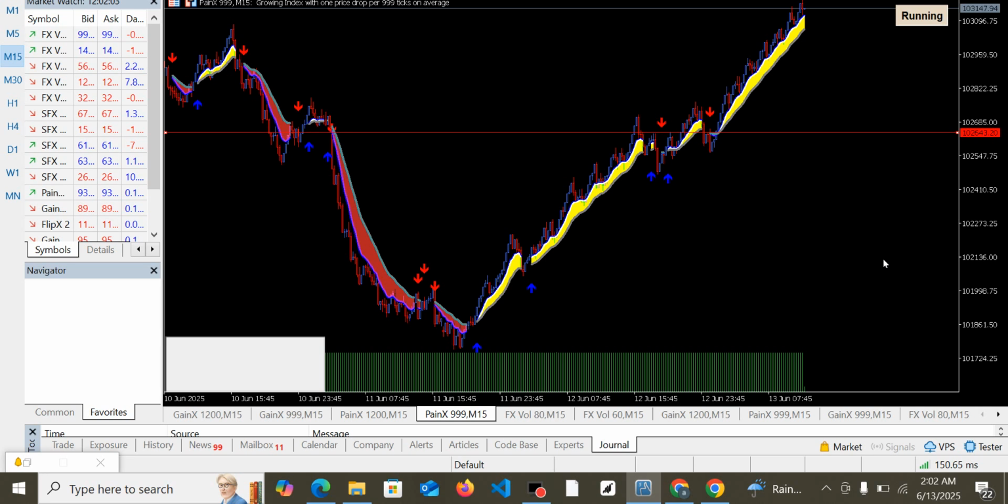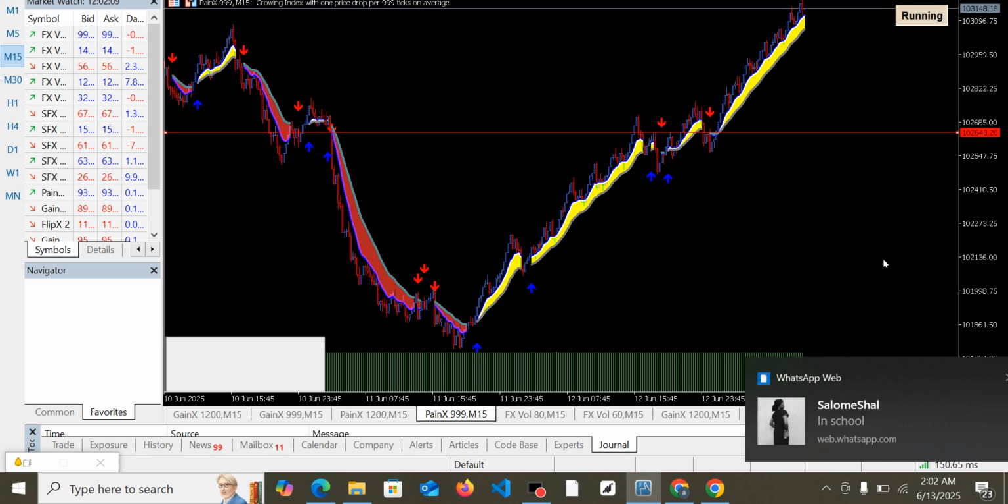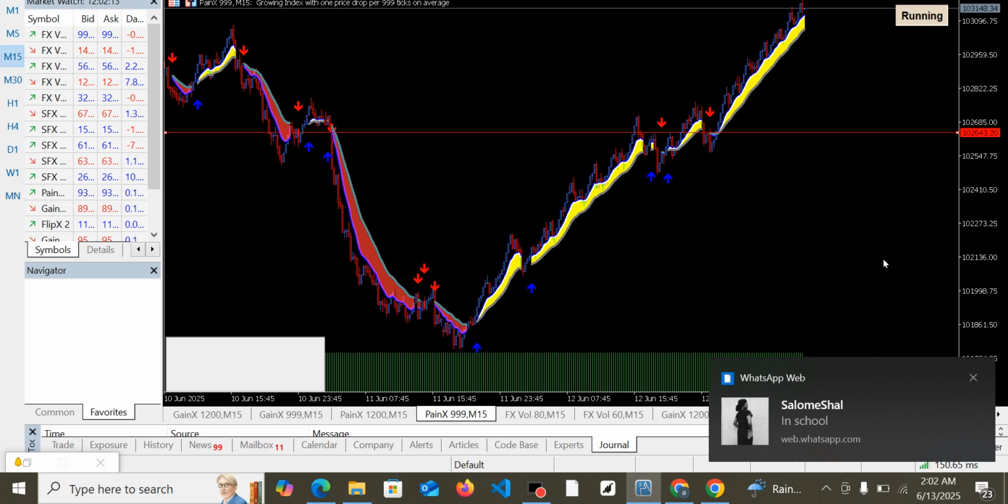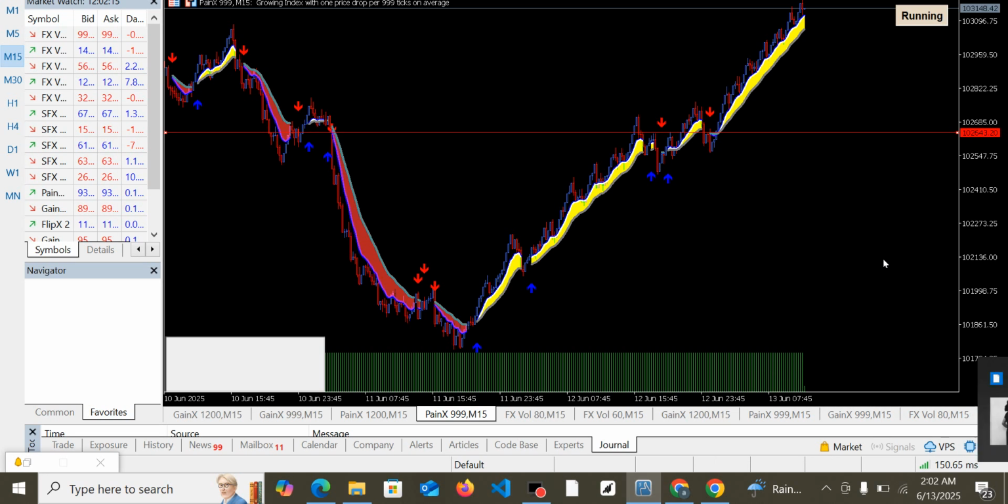Okay, so quickly let's go straight into what we have right here. So the first thing which I always look out for is to identify the trend. Because I believe most of these assets are trend trading assets, so if you can't get the trend right, then you will find it difficult to trade.